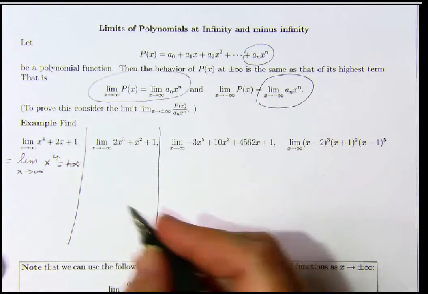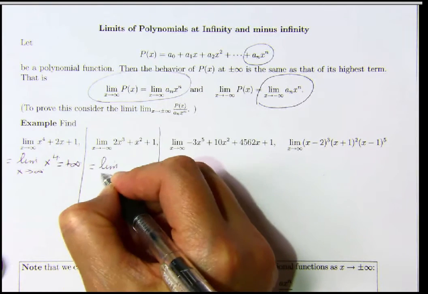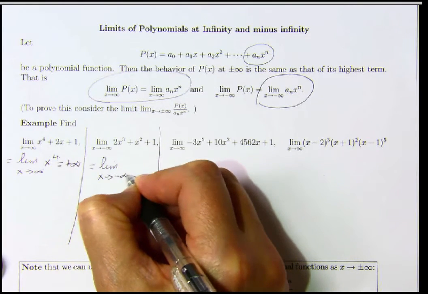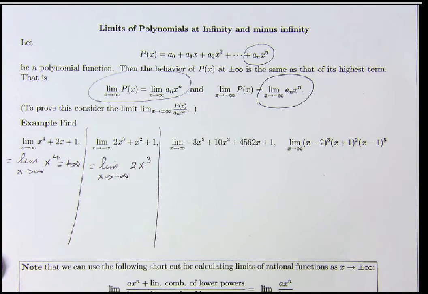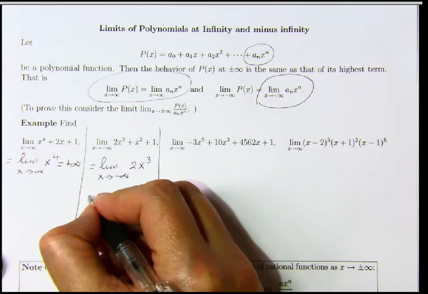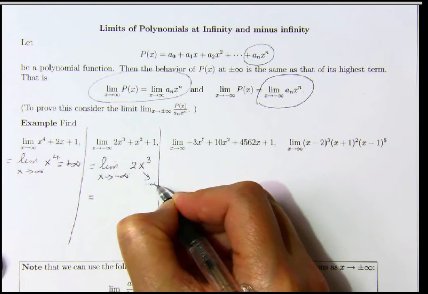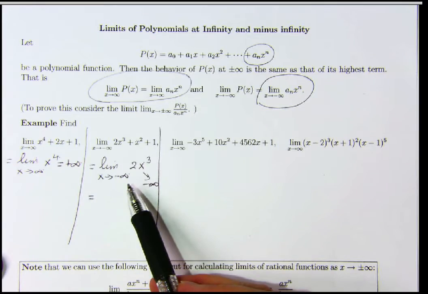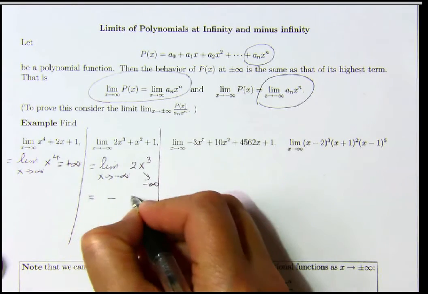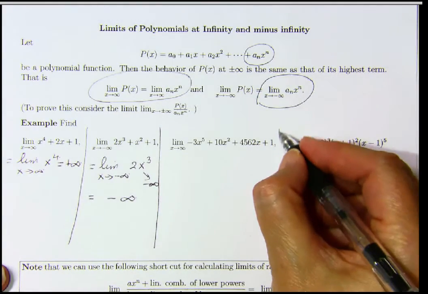And the next one is the limit as x approaches negative infinity of this polynomial where the leading term is 2x cubed. And it's equal to the limit as x goes to negative infinity of the leading term here. And as x approaches negative infinity, x cubed goes to negative infinity. And the 2 is positive, so it doesn't change the sign of that. So this limit is negative infinity.